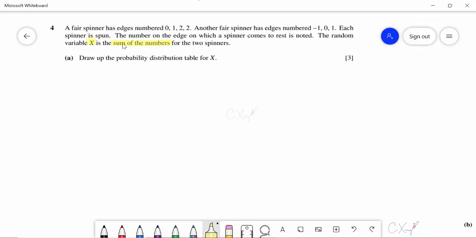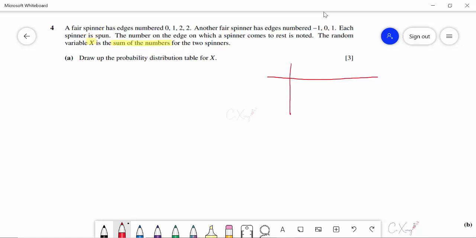All right. So there are many ways for you to do this. And for me, I will try to draw a possibility space diagram. As for this example, for this question, there are two spinners, spinner number 1 and spinner number 2. So by drawing out the possibility space diagram, it will show you all the possible outcomes. All right, so I will draw it out like this.